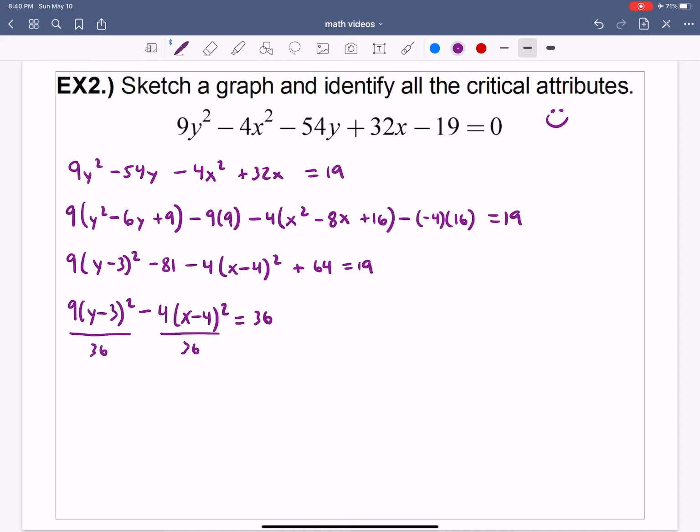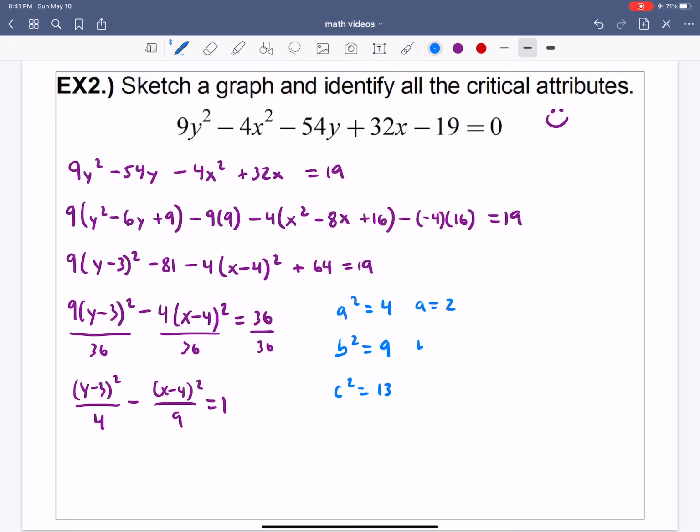Divide everything by 36. And we get y minus 3, the quantity squared, over 4, minus x minus 4 squared over 9 equals 1. Whew, so fun. Okay, so now we get to identify our a squared, our b squared, and our c squared. A squared always comes first, so it's 4. B squared always comes second. C squared is the sum of a squared and b squared.